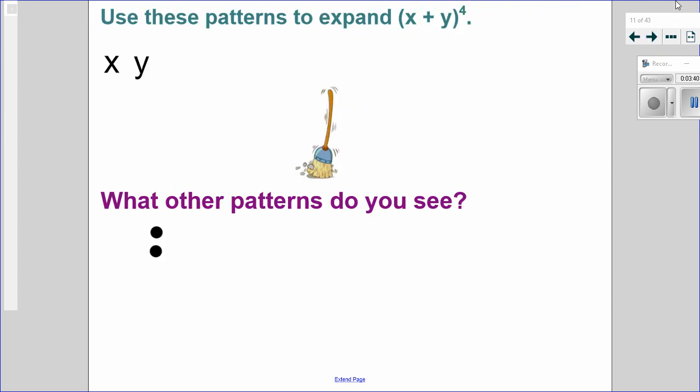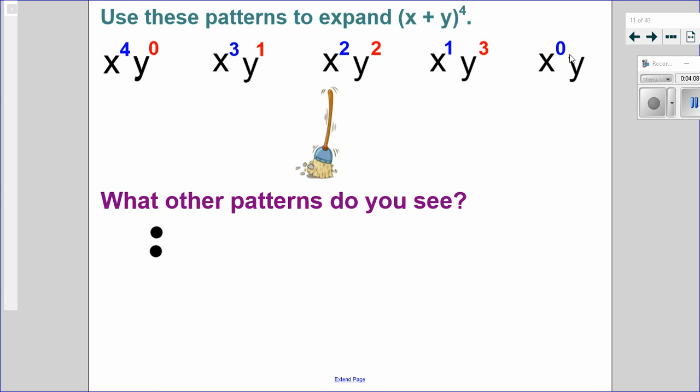Let's use that pattern to expand x plus y exponent 4. So again, I want my terms in alphabetical order, x and then y. So x starts at my exponent of 4 and it goes down by 1 each time until it reaches 0. Y, the second term, does the opposite. It starts at 0 and it increases by 1 until it reaches the exponent on the outside, which in this case is 4. Now, let's clean that up a little bit.